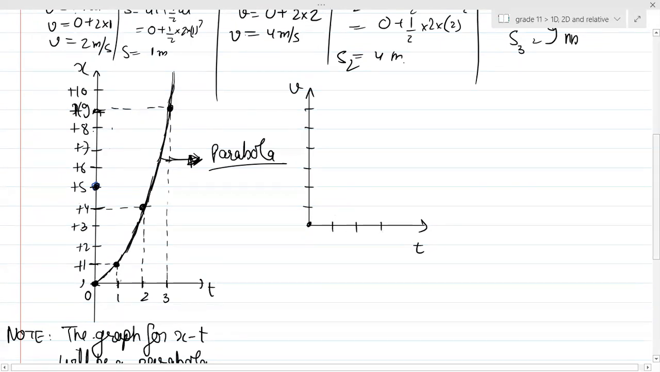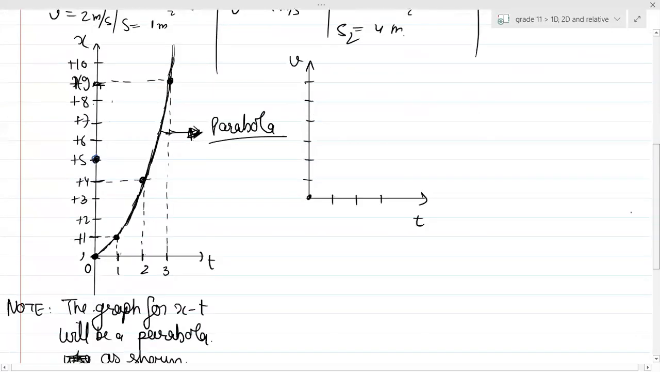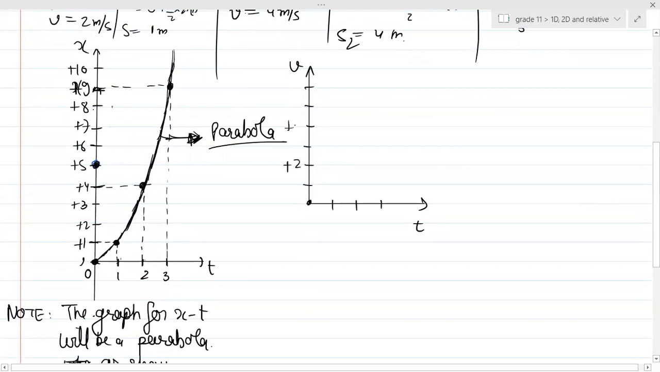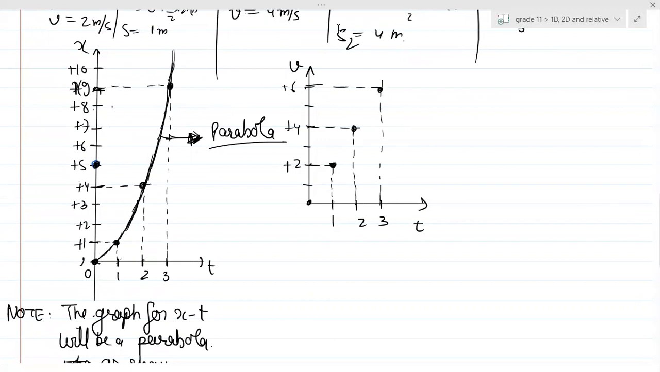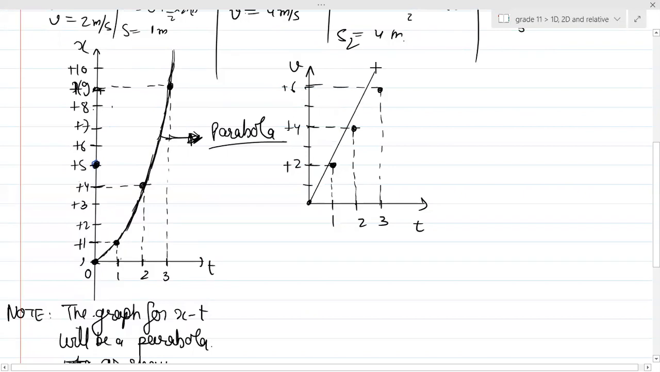At t equals to 1 second, what was the velocity? 2 meter per second, and that too plus 2. At t equals to 2 seconds, the velocity will become plus 4. At t equals to 3 seconds, the velocity will become plus 6. So can you see, if I connect all of them with a straight line, will it form a graph something like this?